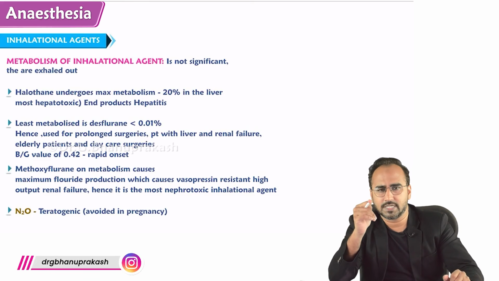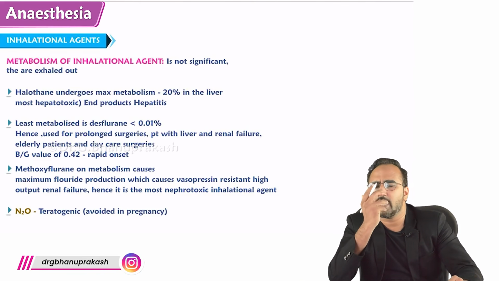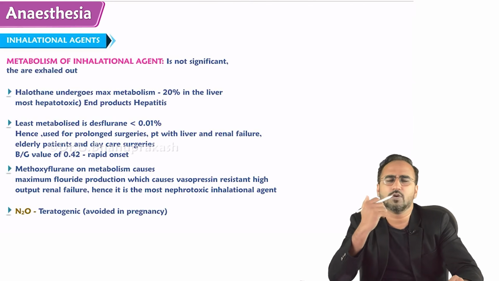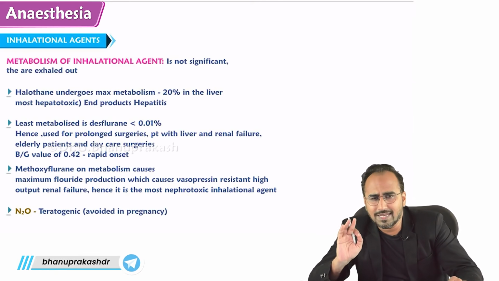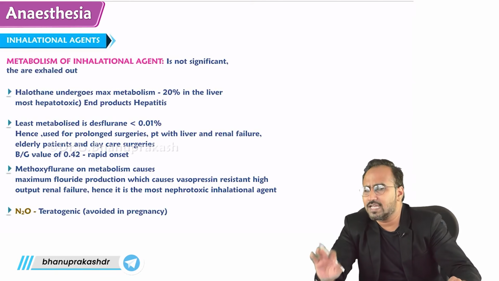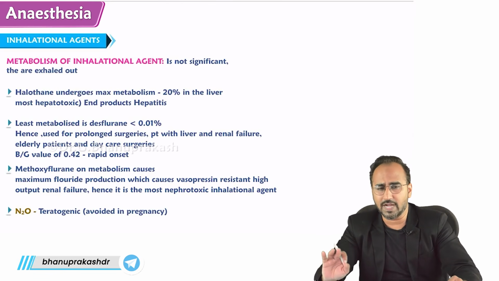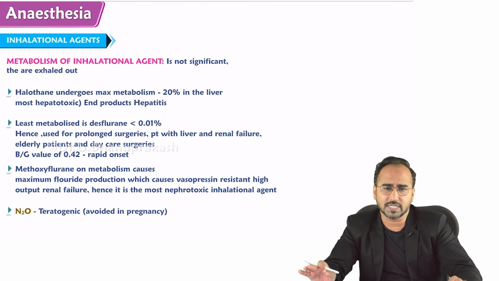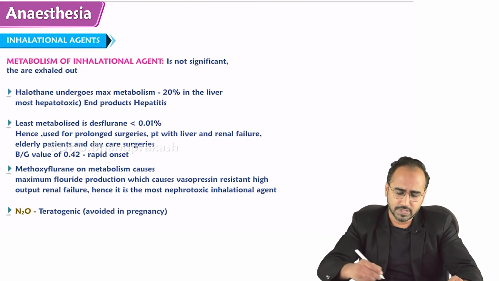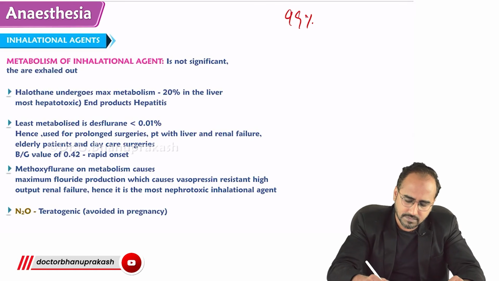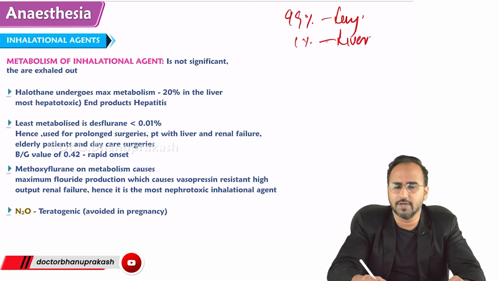Metabolism of inhalational agent. Whenever we are giving this inhalational agent, we inhale it and it goes into the lungs. 99% of its metabolism is occurring in the lungs. For 1%, it depends on the liver. So 99% of metabolism of inhalational agent is occurring where, guys? In the lungs. 1% depends on the liver.